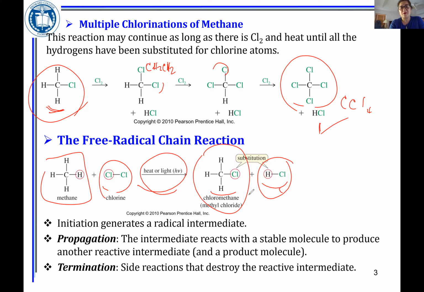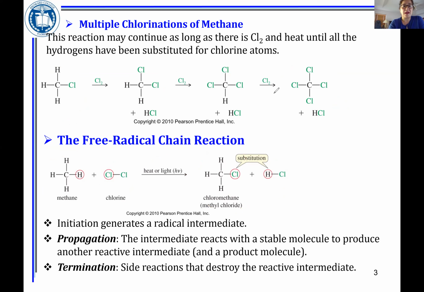The mechanism of a reaction is a study of the reaction step by step. What is happening first and what's happening in the next step. In this reaction, the mechanism is known as the free radical chain reaction. There are a few steps. You have the initiation step, the propagation step, and then the termination step.